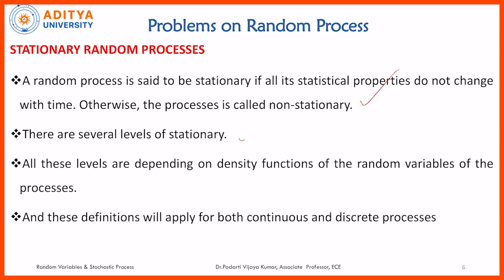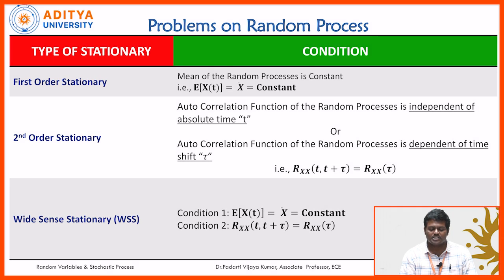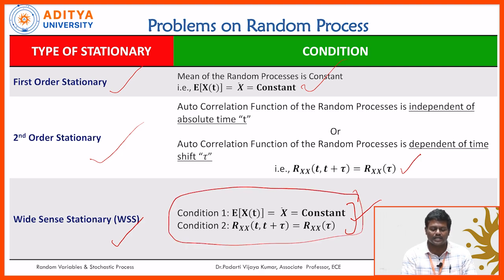There are different definitions of stationarity at several levels. First order stationary means the mean should be constant. A random process is said to be second order stationary if the autocorrelation function is a function of time difference, not of absolute time. For a random process to be wide sense stationary, it has to satisfy two conditions: the mean is constant and the autocorrelation function must be a function of time difference. Both conditions should be satisfied by a wide sense stationary random process.